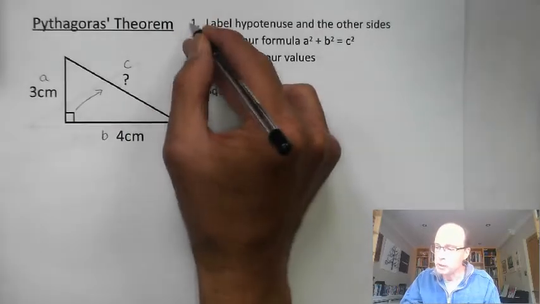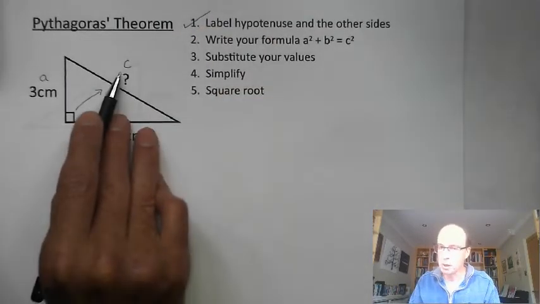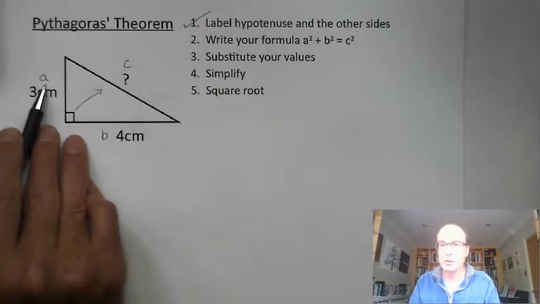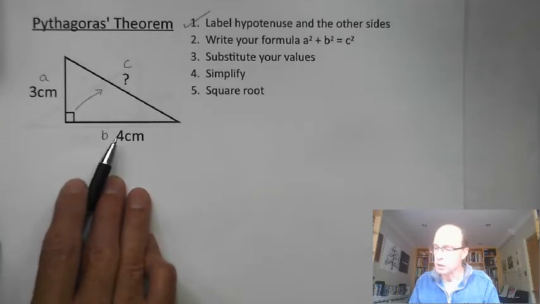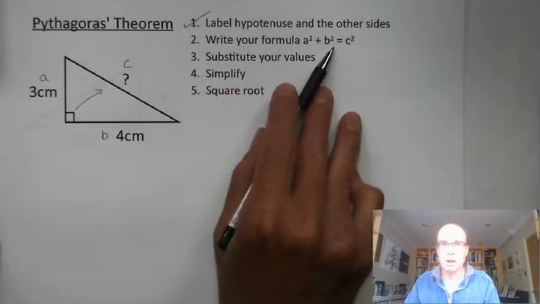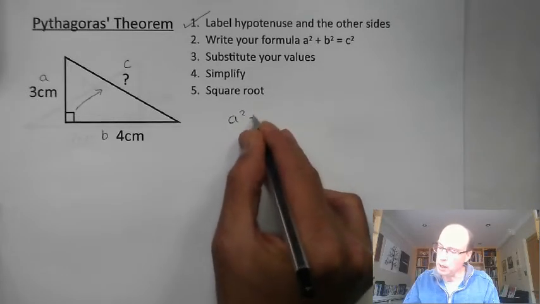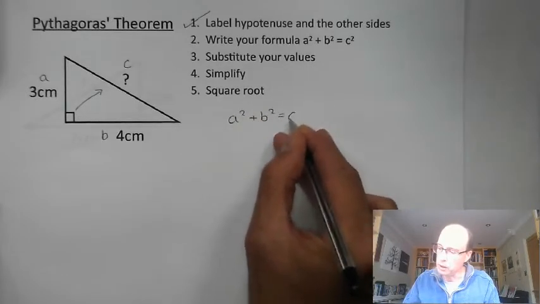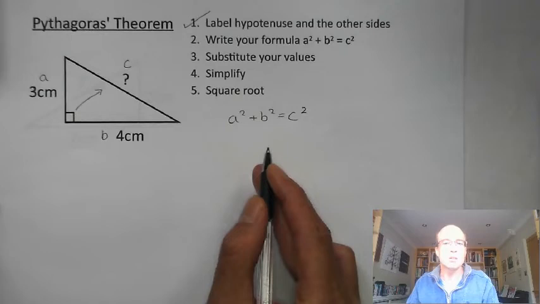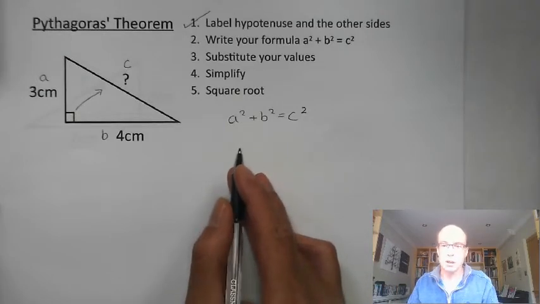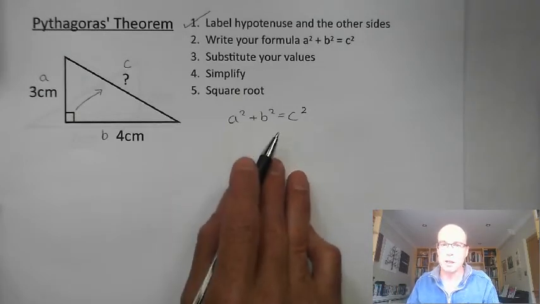Okay? So I've done step 1. I've labelled my hypotenuse C, and the other sides I've called A and B. So step number 2, I'm going to write my formula. A squared plus B squared equals C squared. Let's write it down. A squared plus B squared equals C squared. No matter how many of these questions I do, I'm always going to write that formula down as step number 2.